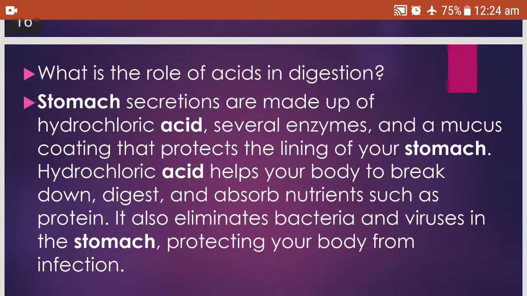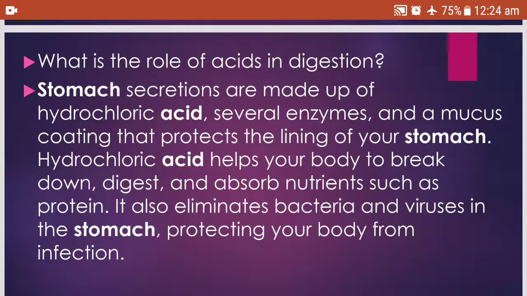What is the role of acids in digestion? Stomach secretions are made up of hydrochloric acid, several enzymes and a mucus coating that protects the lining of your stomach. Hydrochloric acid helps your body to break down, digest and absorb nutrients such as proteins. It also eliminates bacteria and viruses in the stomach, protecting your body from infection. So basically, acids help in the breakdown of food materials and also in killing foreign bodies like bacteria. So the role of acid in digestion is that it helps in several reactions in the presence of enzymes.